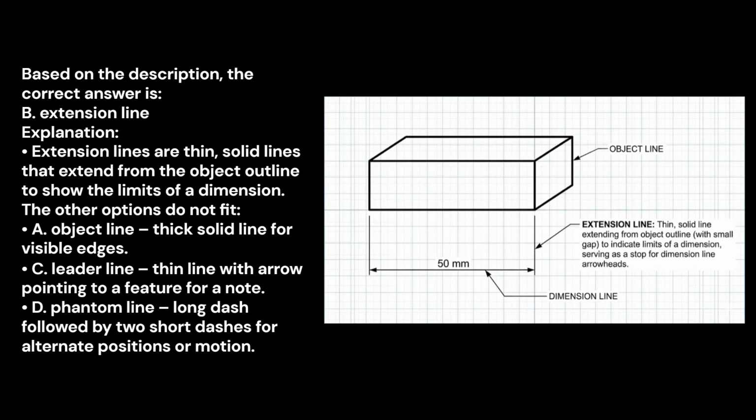A. Object line, thick solid line for visible edges. C. Leader line, thin line with arrow pointing to a feature for a note. D. Phantom line, long dash followed by two short dashes for alternate positions or motion.